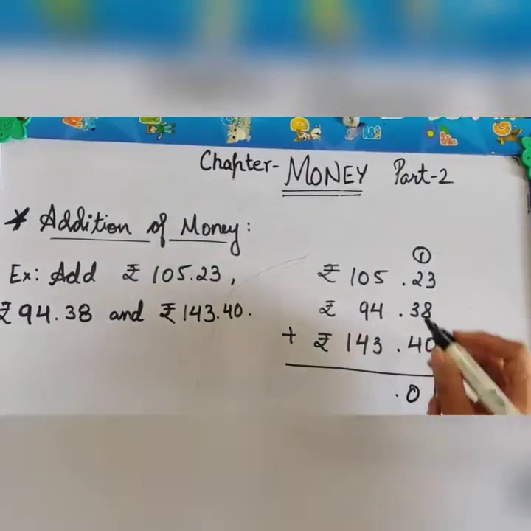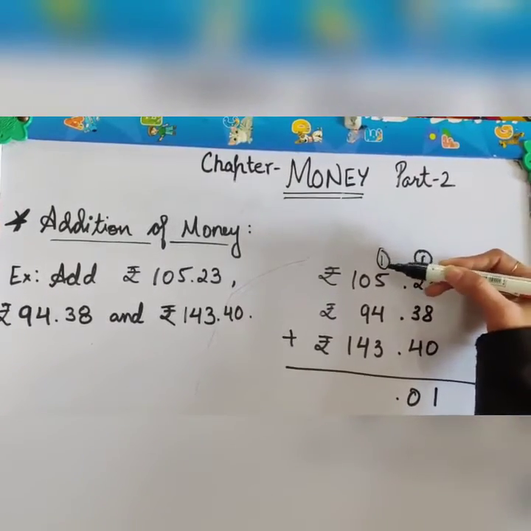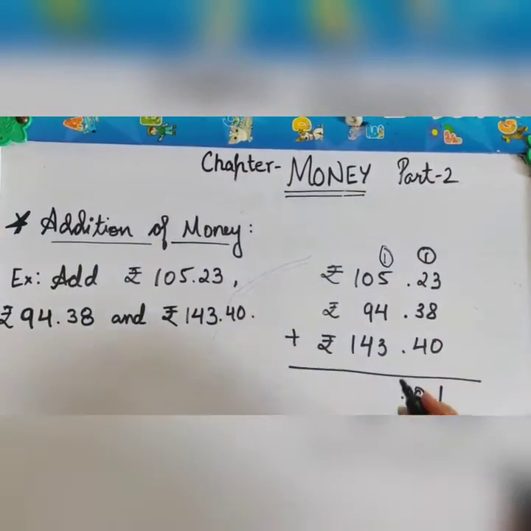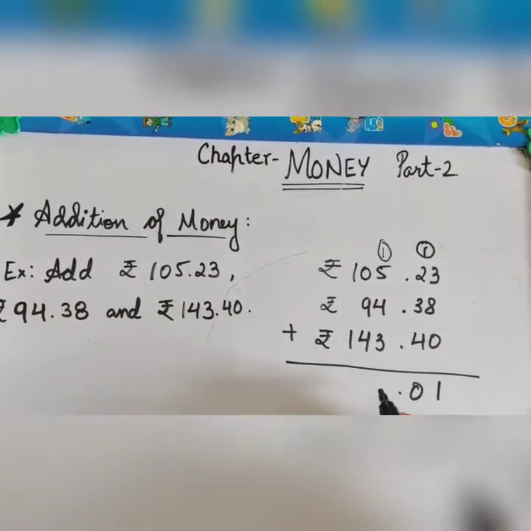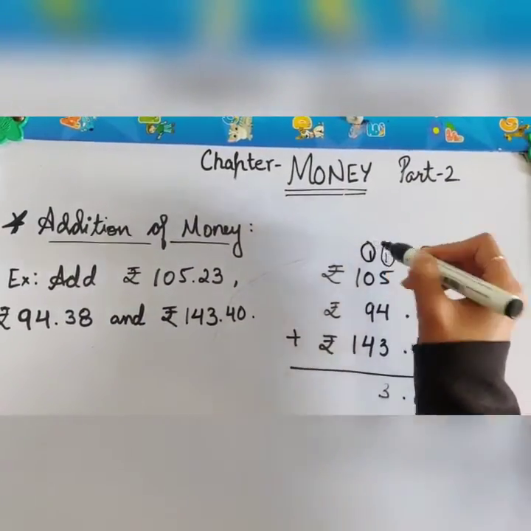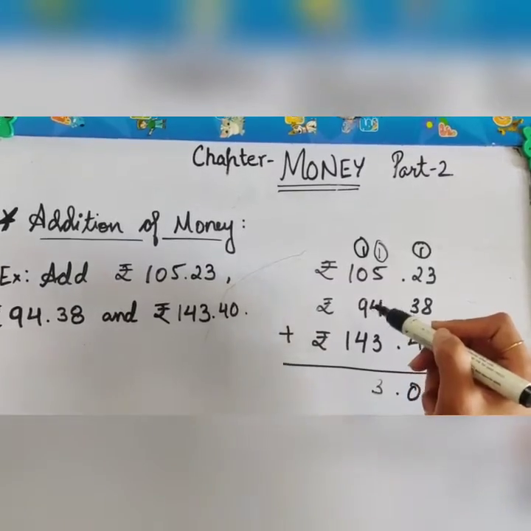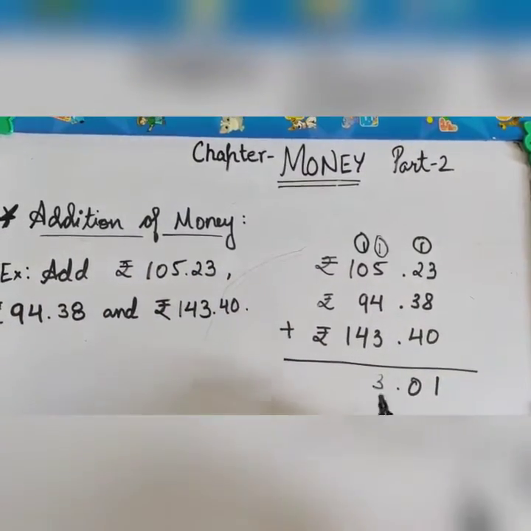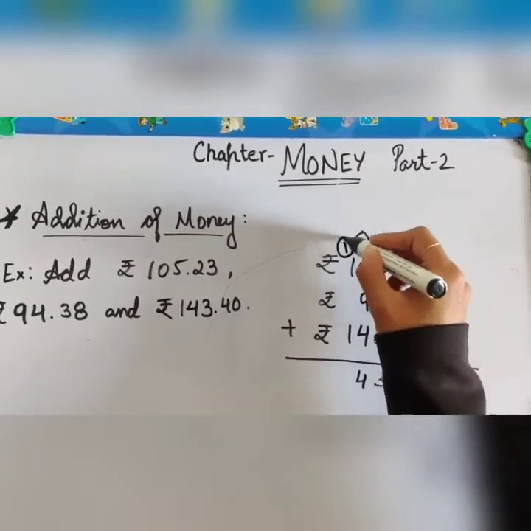0 will come here and 1 carry over in the rupees column. 1 plus 5, 6, 6 plus 4, 10, 10 plus 3, 13. 3 will come here and 1 carry over. 1 plus 0, 1, 1 plus 9, 10, 10 plus 4, 14. 4 will come here and 1 carry over.